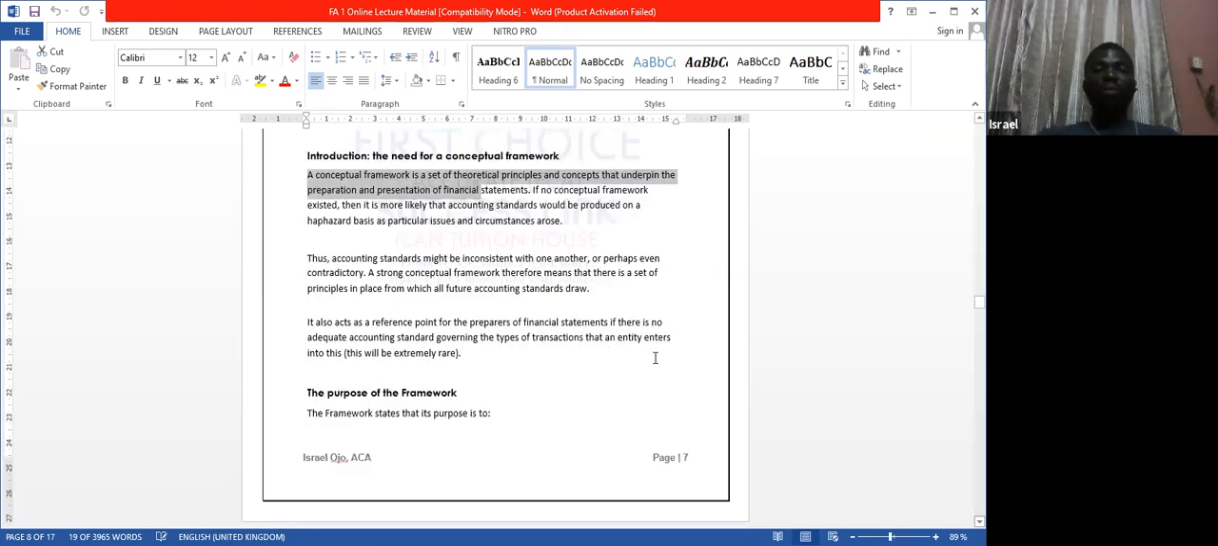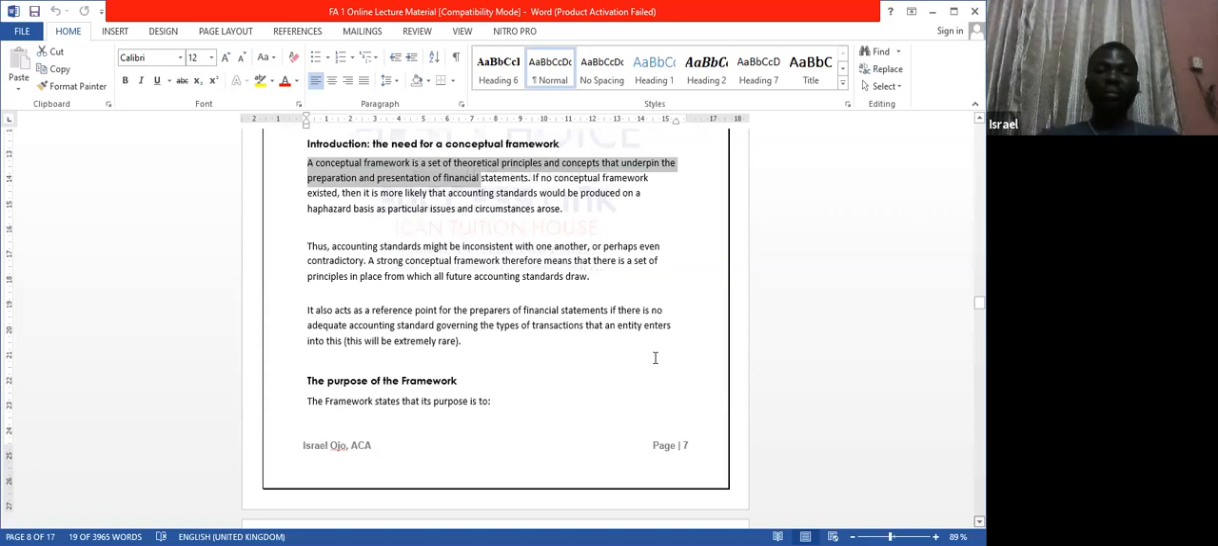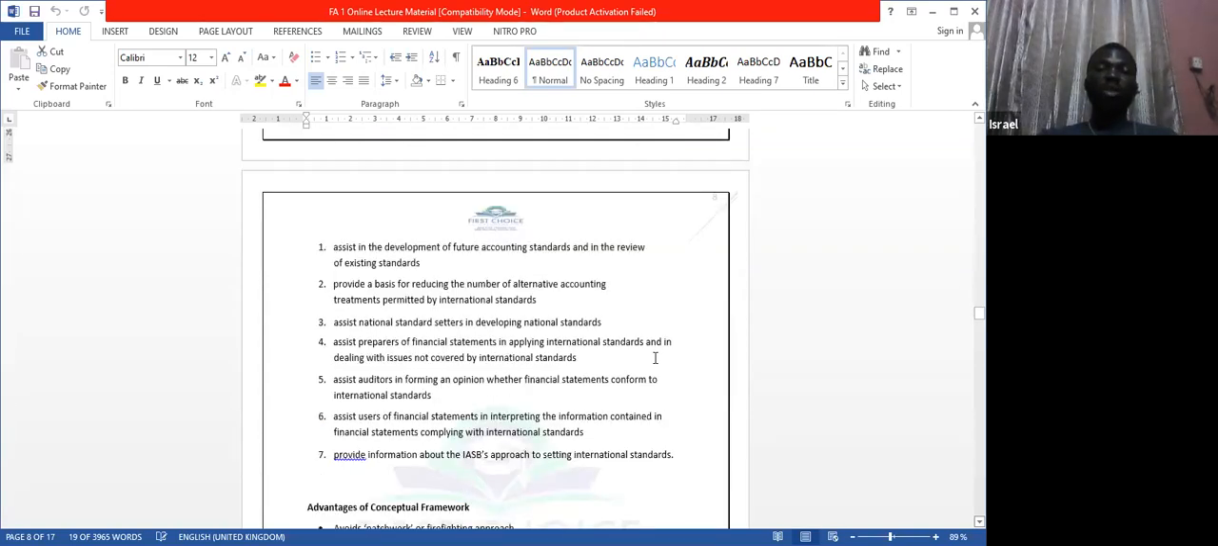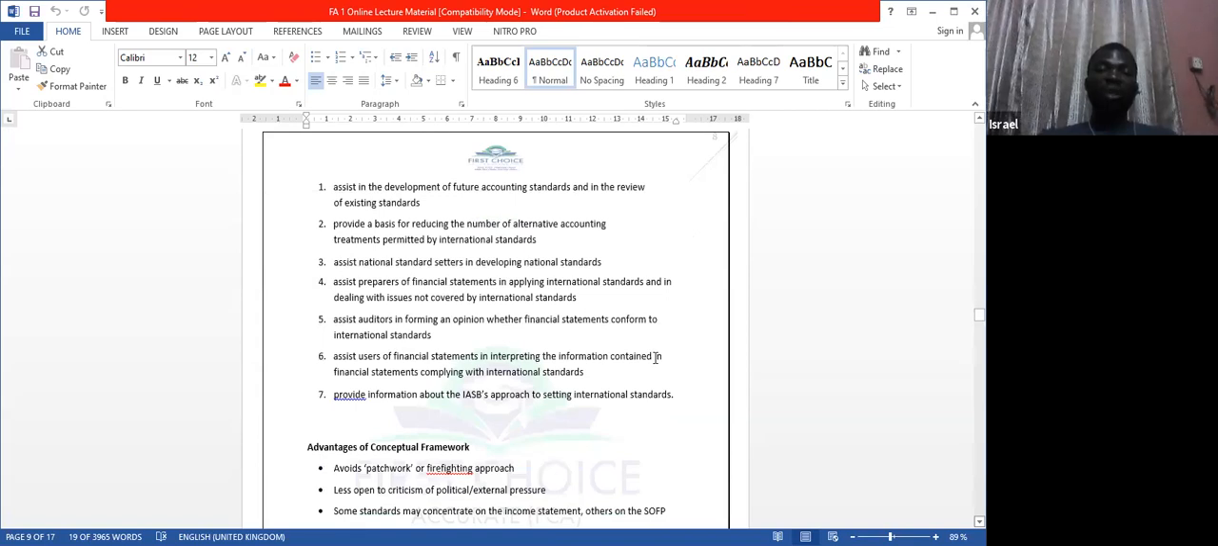Now, what is the purpose, or what do we derive from this framework? I believe you can tell us one or two. So the purpose of the framework, or the benefit that we derive from it, number one, is that it assists in the development of further accounting standards and the review of existing ones.